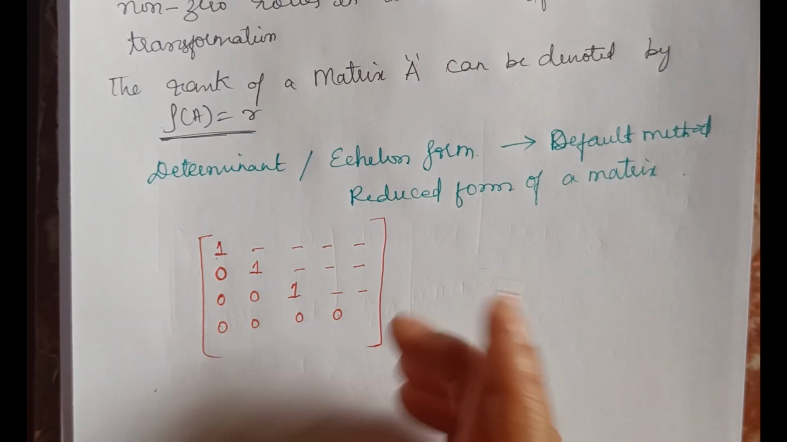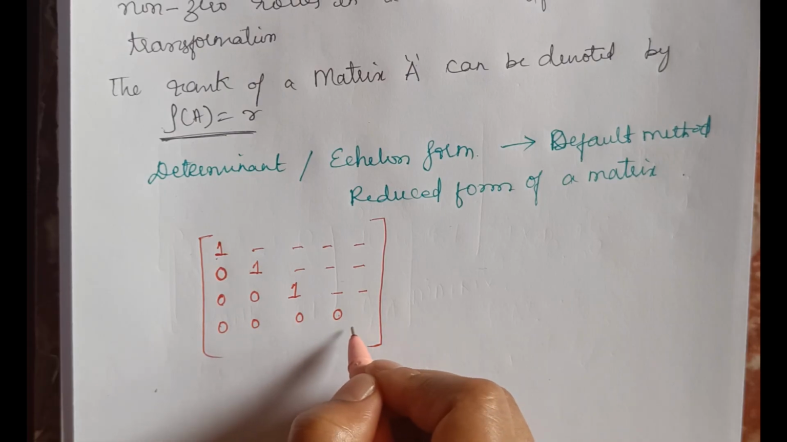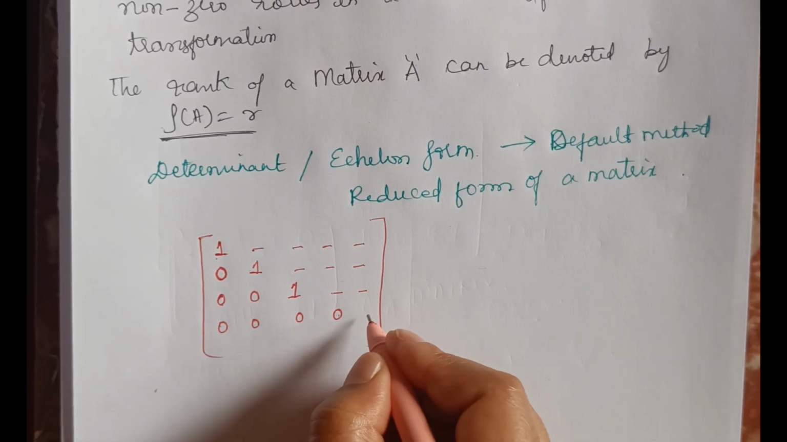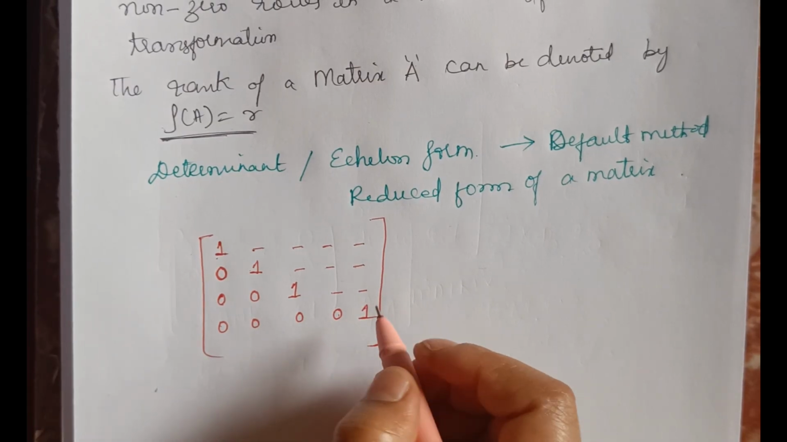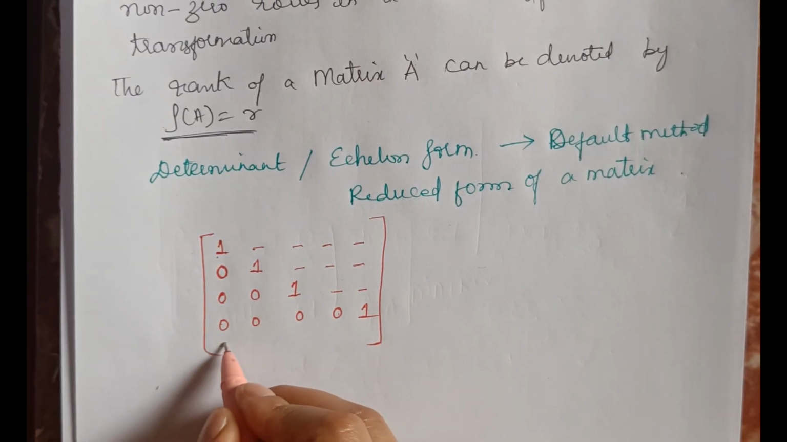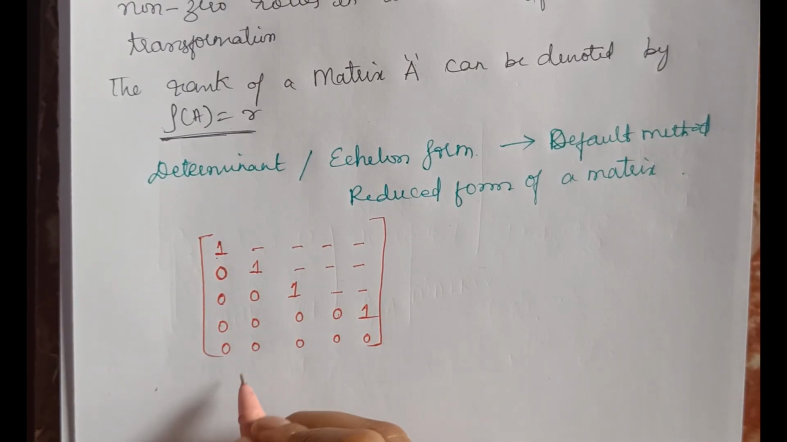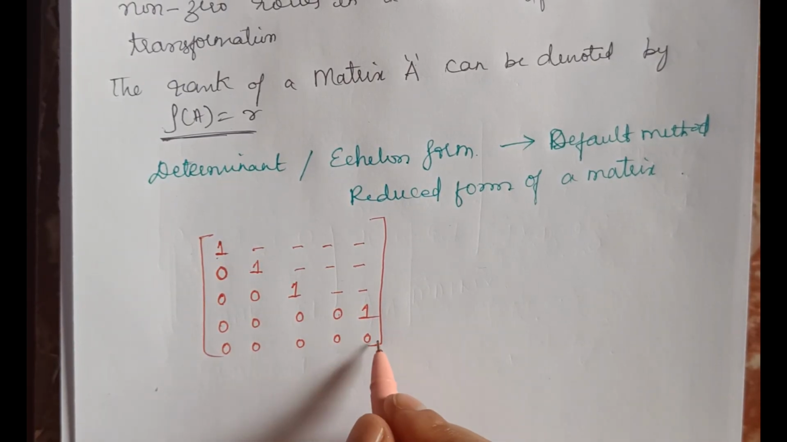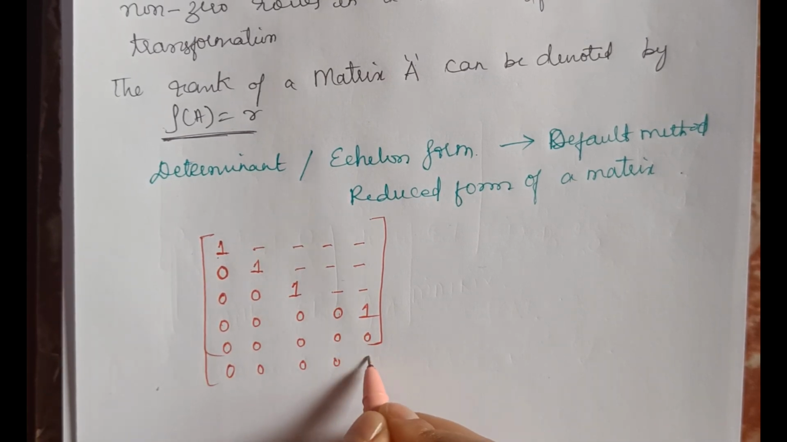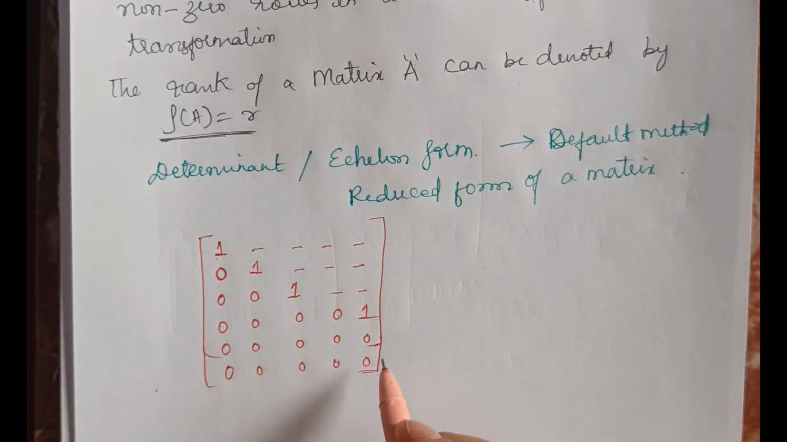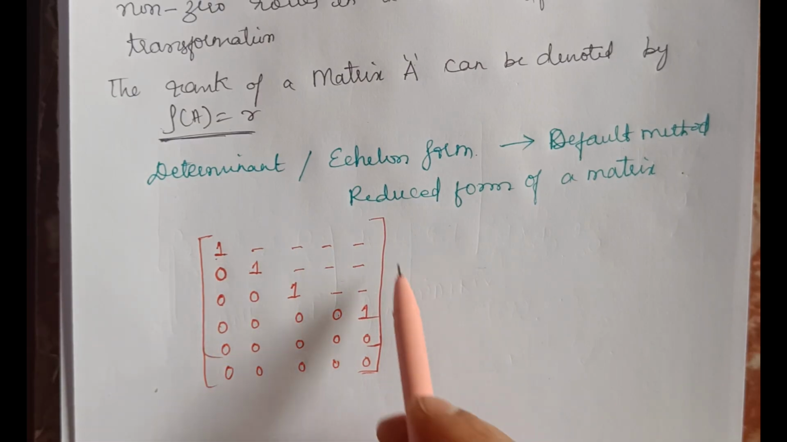No, that is not the concept here. 0 0 0, all the elements can be either 0 or any non-zero, and after the 0, it should be 1. And if you have an all-0 row, it should be the last row. Not only one row, you can have multiple 0 rows, but they should be at the end. So this is how it should look.